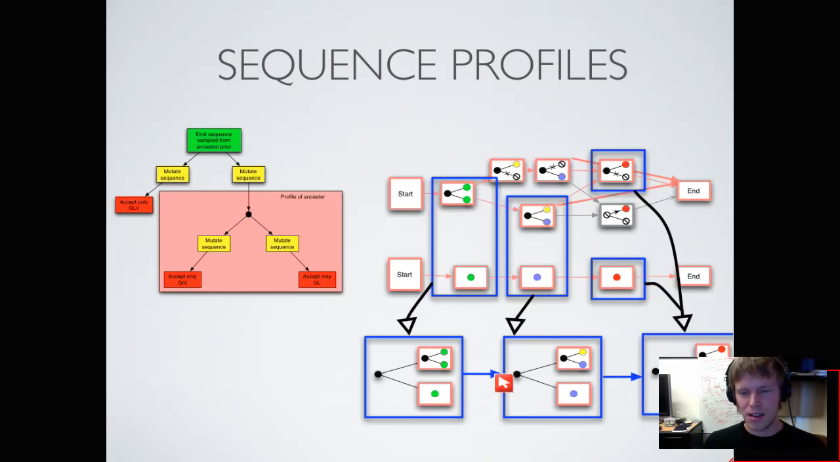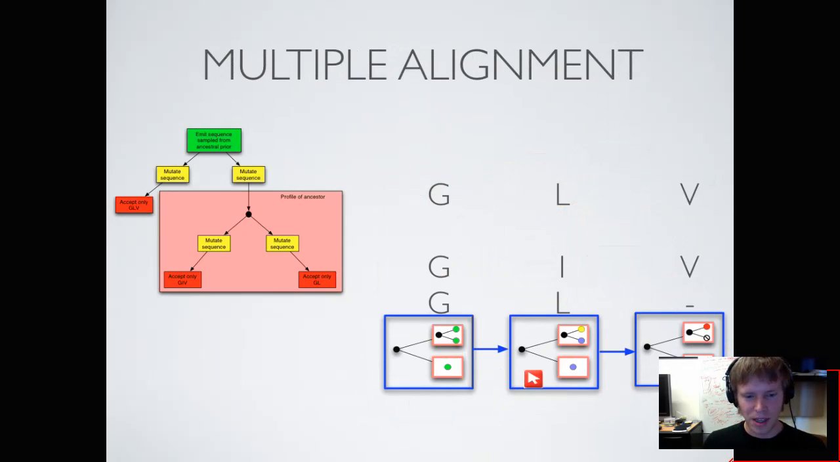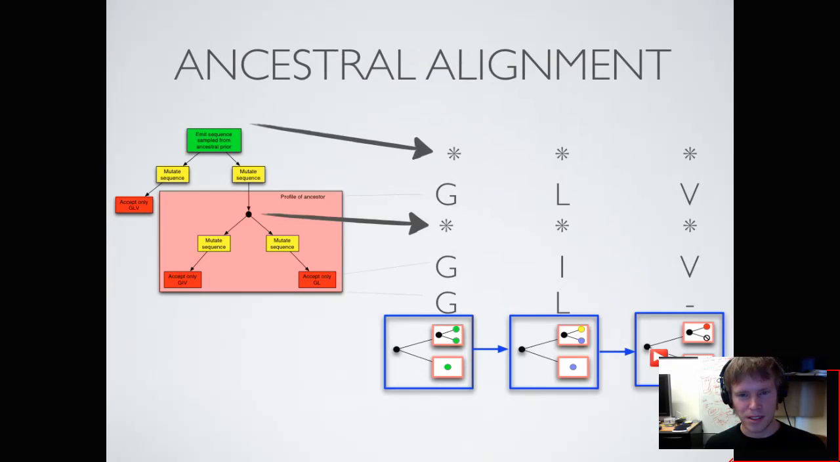And so this sequence of 3 states corresponds to a multiple alignment of all of these sequences, in that the characters at the leaves of each of these states form the columns of our alignment. And then these black characters, whether or not they're there, form the basis of our ancestral alignment. And so if there's a black character at the root of one of these subtrees, there is a character in that position in the ancestral alignment.